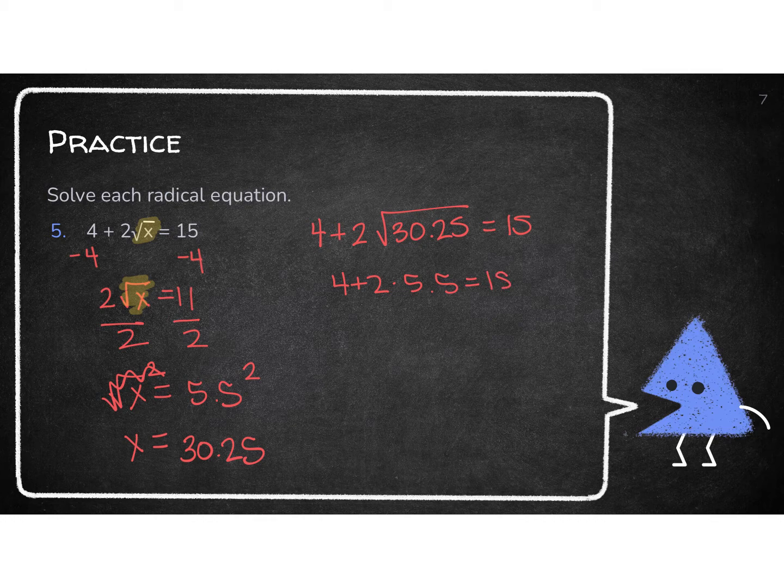We always want to multiply before we add. So I'm going to have 4 plus 11 equals 15. So now 15 is going to equal 15. That's a true statement, so this is my final answer.